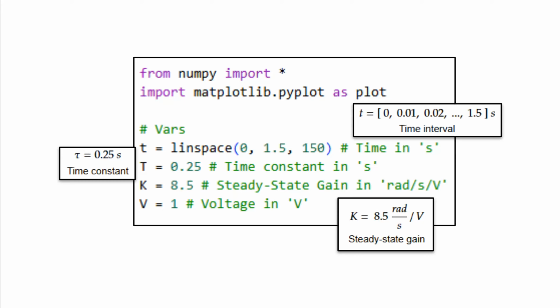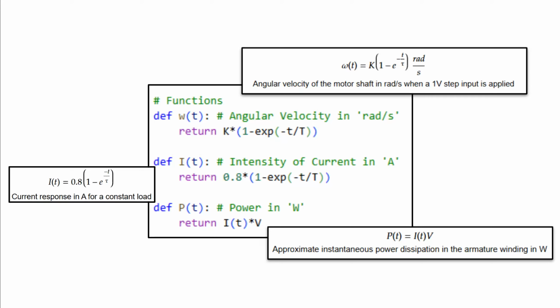Now, to define our variables, we have t as an array, so we need to use the linspace function. That's going to go from 0 to 1.5 with 150 evenly spaced values in between. So that's going to give us our interval 0, 0.01, 0.82, and so on. Then we have the time constant as capital T, since you can't type Greek letters into Python, and that's 0.25, K is 8.5, and V is 1. Our functions, similar to time constant, I had to do lowercase w as omega. But omega of t would give us this exponential function, I of t gives us this exponential function, and those are using exp for e to the power of something. Then we have p of t for the power function.